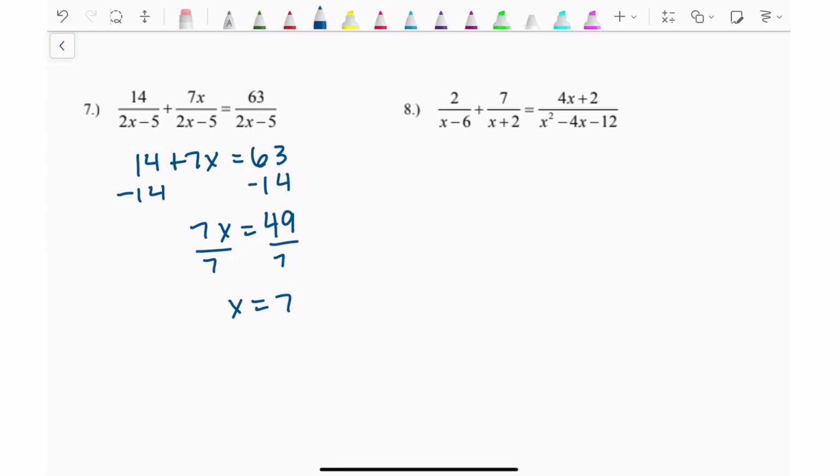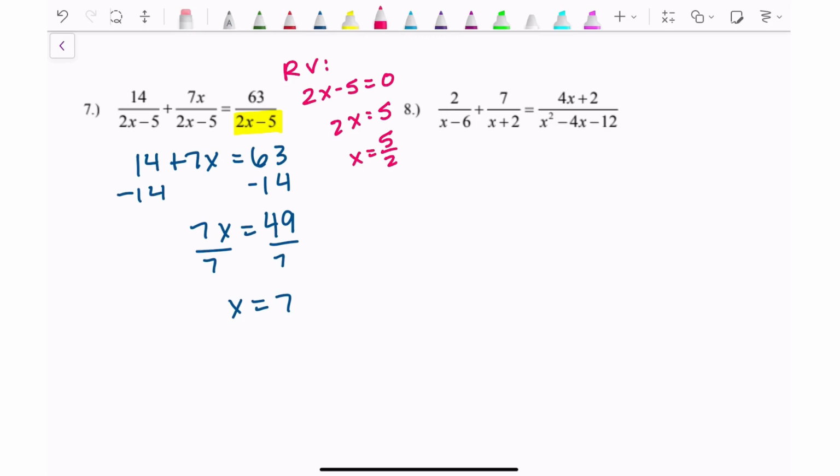One thing you need to be aware of when doing these types of problems is making sure your solution is not restricted. So what would be restricted would be what would make this denominator be 0. That would end up being 5 halves. You could find your restricted value by doing 2x minus 5 is equal to 0. You would add 5, divide by 2, and that would be 5 halves. So since our answer is not 5 halves, then we know it's not that restricted value and it's not extraneous. Is what we call it, the extraneous solution.